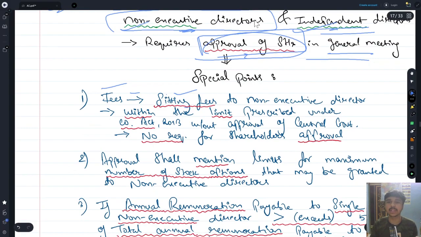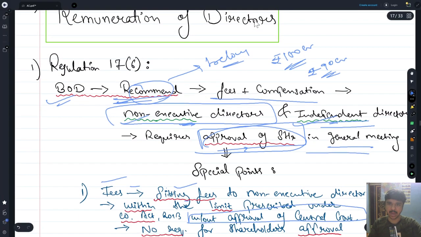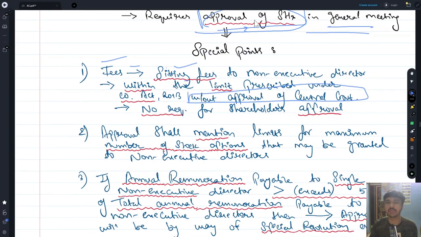If the sitting fees to non-executive directors are within the limit prescribed under the Companies Act without approval of the central government, right? So in the Companies Act 100 crore is prescribed, and this 100 crore is without the approval of the central government. Then in that case, there is no requirement for shareholders approval. That is the first special point. The second special point: the approval shall mention limits for the maximum number of stock options that may be granted to non-executive directors. It shall mention, right?